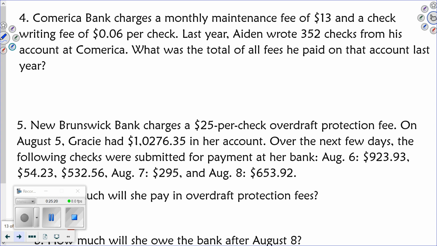All right, number 4. Comerica Bank charges a monthly maintenance fee of $13 and a check writing fee of 6 cents per check. That sounds insane, right? That's a lot of fees. Last year, Aiden wrote 352 checks from his account at Comerica. What was the total of all fees he paid on that account last year?